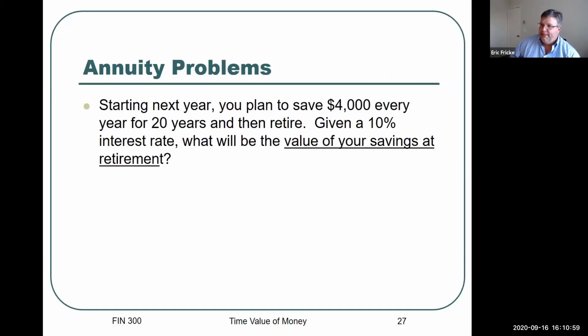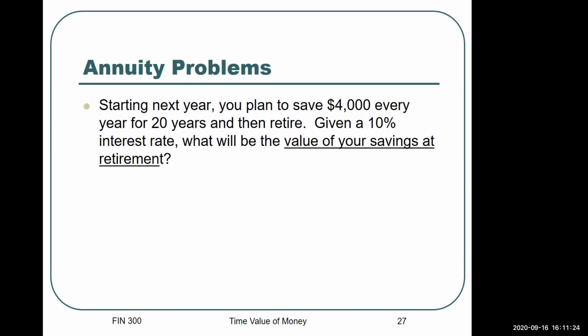Here's another example. Let's say starting next year, you plan to save $4,000 every year for 20 years and then retire. Given a 10% interest rate, what will the value of your savings be at retirement? This kind of problem is the one where you'll have to use the PV, because for the NPV, you would have to write out 4,000 20 times, correct?